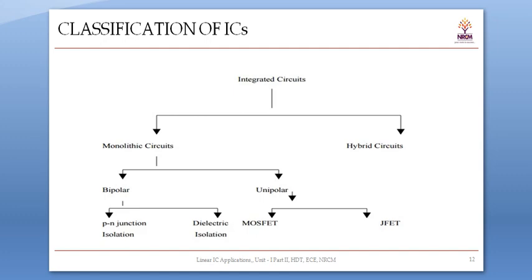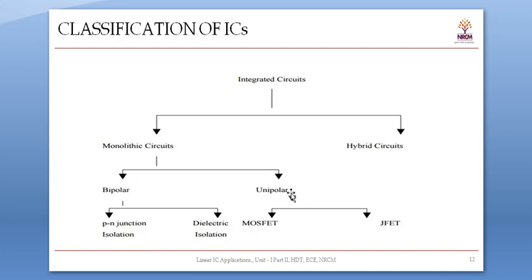So, based upon the active devices used, ICs are further classified into BJT and unipolar. So here the monolithic circuit is classified into two categories, that is bipolar and unipolar. In bipolar you are using BJTs and in unipolar you are using FETs. So here, based on the active devices used, they are classified into these two categories.